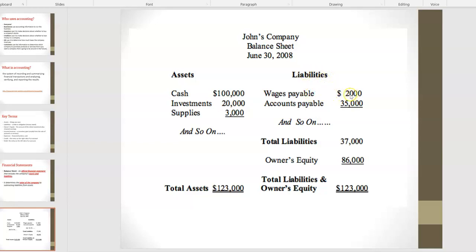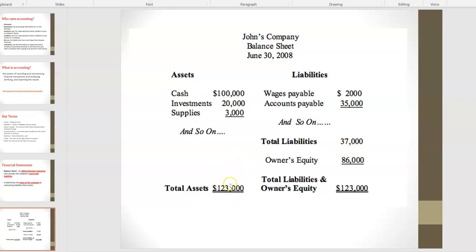He owed $2,000 in wages, and this is what he owed to probably the people who work for him. He also owed $35,000 to somebody. Accounts payable represents an account that has to be paid at a later date. So this could be a loan, these could be credit cards, but this is something that he borrowed and has to pay back. It's an account that is payable. And so John's total liabilities, what he owes to others, is $37,000.